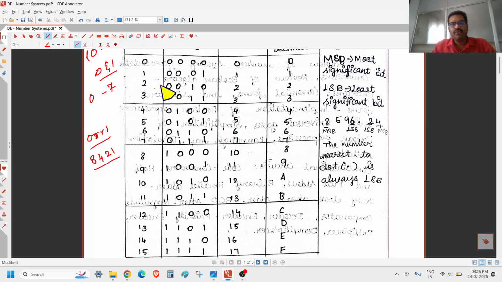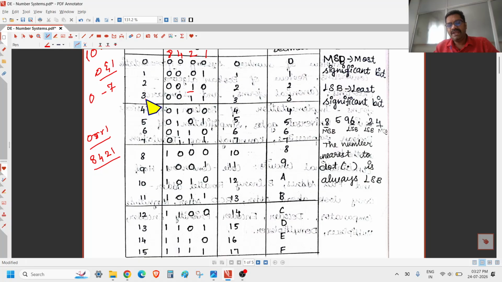So how do we write the numbers in binary, with the help of 8421? Let me write it here: 8421. For 0, there is no 0 in the 8421, so all the digits are 0. For 1, there is a 1 in the 8421, so for that 1 alone we put 1, and for the remaining all 0. For 2, there is a 2 in the 8421, so for the 2 alone we put 1, and for the remaining all 0.